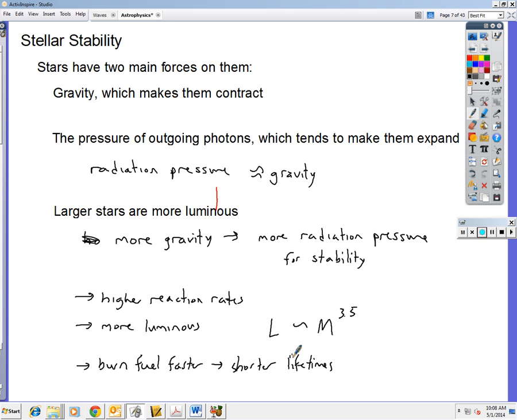So what you need to know about stars, you need to know that they fuse hydrogen into helium to get their energy. You need to know that for that to happen, you need very high temperatures, and explain why. And you need to explain why a star is stable in terms of the radiation pressure and gravity, and why large stars are more luminous and shorter lived than small stars.